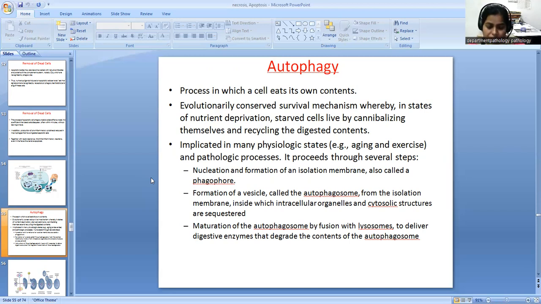It proceeds through several steps: nucleation and formation of an isolation membrane, also called a phagophore; formation of the vesicle, called the autophagosome, from the isolation membrane, inside which intracellular organelles and cytosolic structures are sequestered; and maturation of the autophagosome by fusion with lysosomes to deliver digestive enzymes that degrade the content of the autophagosome.